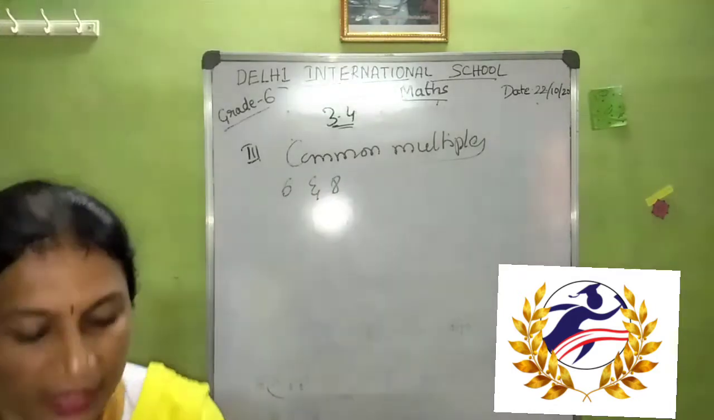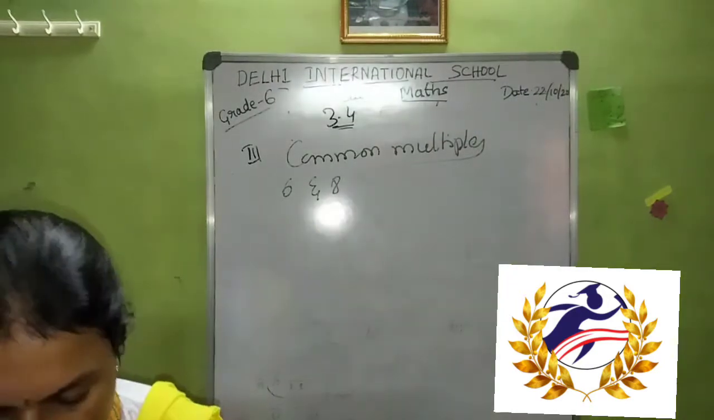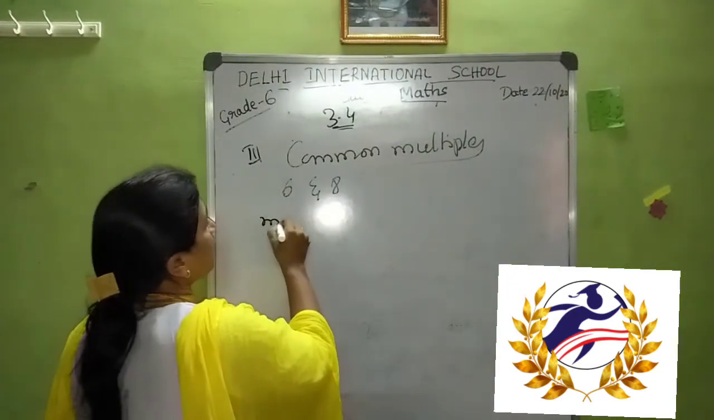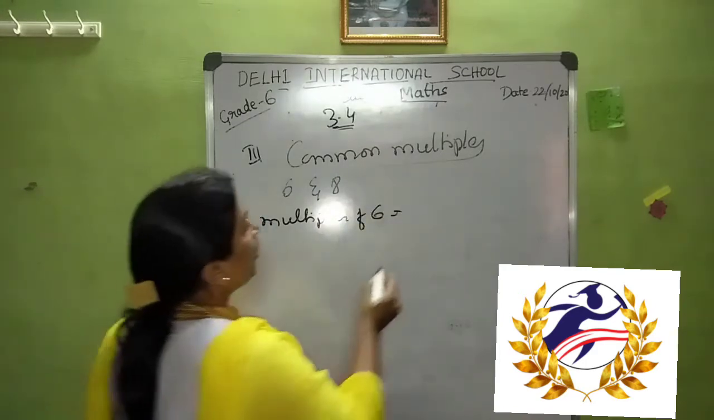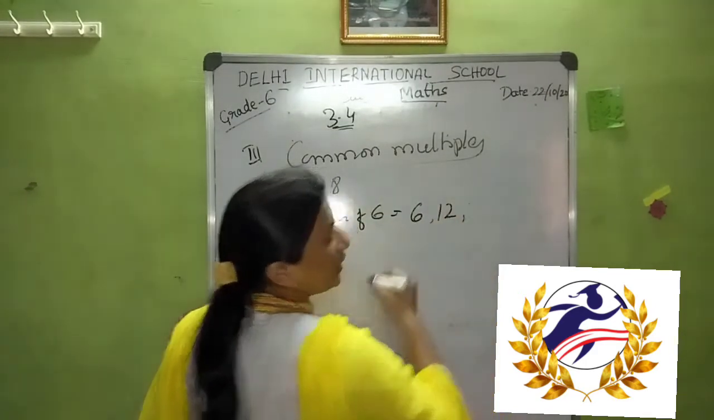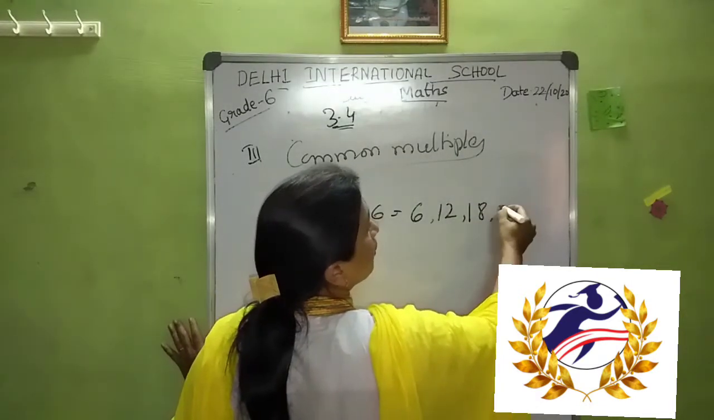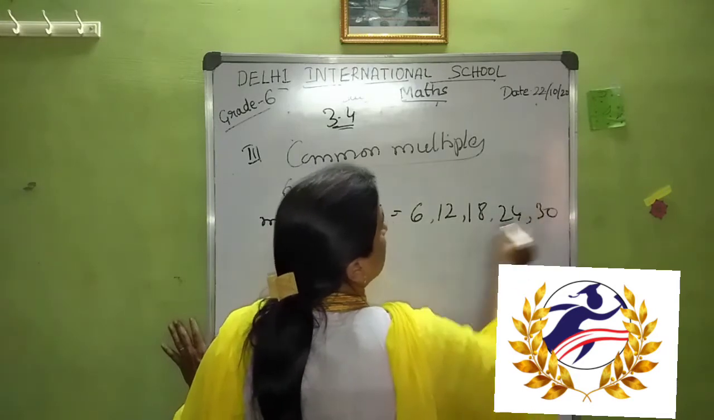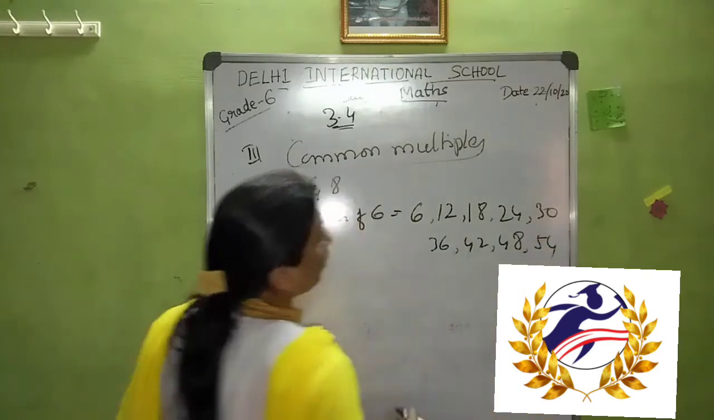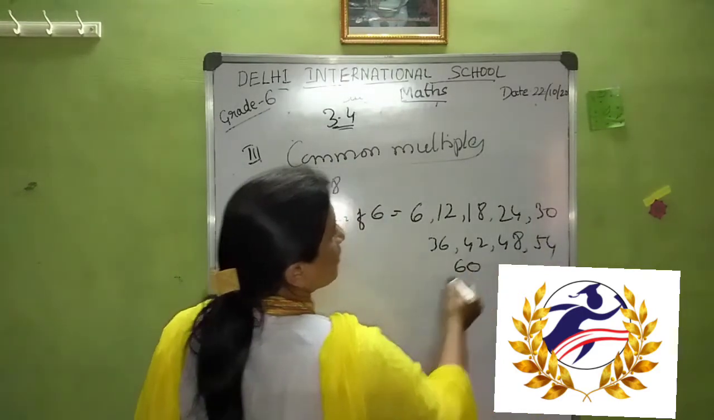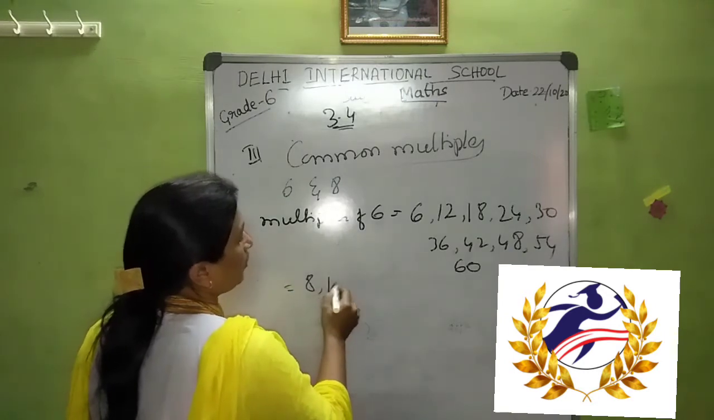So we need to write the multiples of 6. In that, multiples of 6 are 6 1s are 6, 6 2s are 12, 6 3s are 18. The 6 table you need to write. 6 10s are 60, like that. So for multiples of 8, if I write, 8 1s are 8.